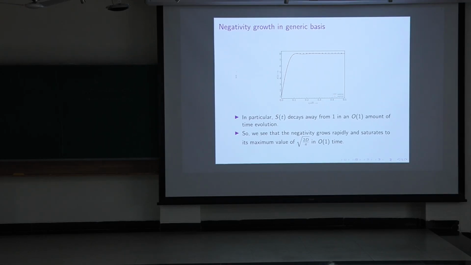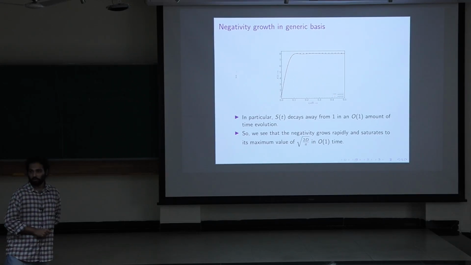Okay? Very good. So this was the first assertion, namely that in a generic basis, the negativity grows to an exponentially large value in an order 1 amount of time evolution.